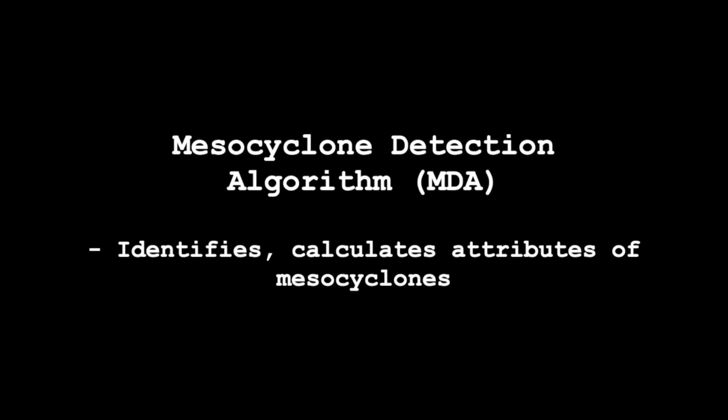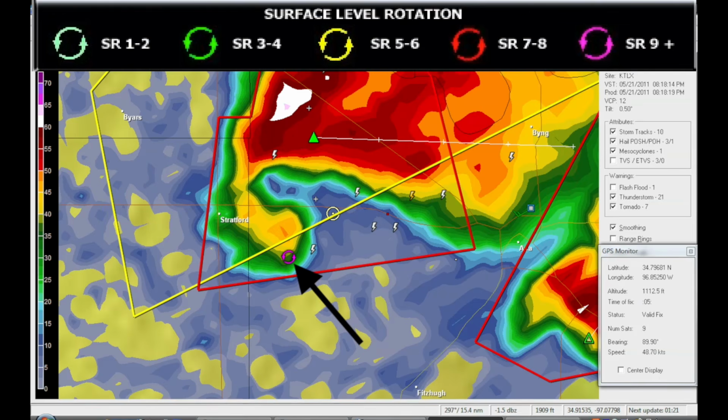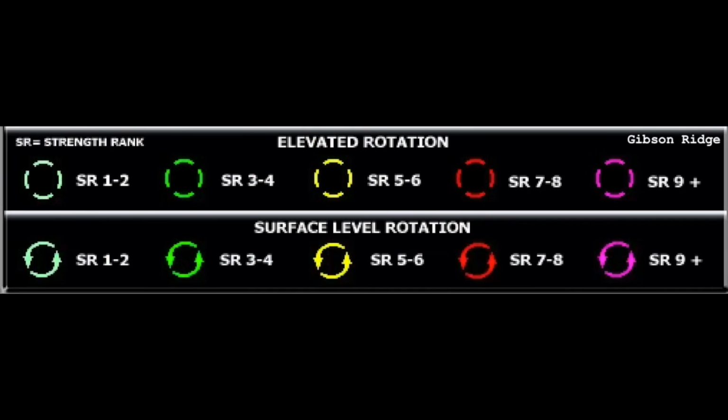The MDA detects rotation on the order of 1 to 10 kilometers, which corresponds to a supercell's mesocyclone, and it calculates variables relating to the intensity and potential track of the mesocyclone. In most radar programs, mesocyclones detected by the MDA are identified with a circle. Color schemes for mesocyclone intensity may vary based on which radar program you use. Typically, green circles indicate weaker mesocyclones, while red and purple circles indicate stronger ones. Some radar programs differentiate between mid-level and low-level mesocyclones as well. For example, Gibson Ridge software uses a dashed circle for mid-level mesocyclones and a more solid circle for low-level mesocyclones.